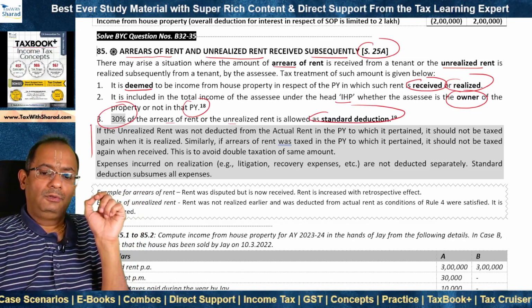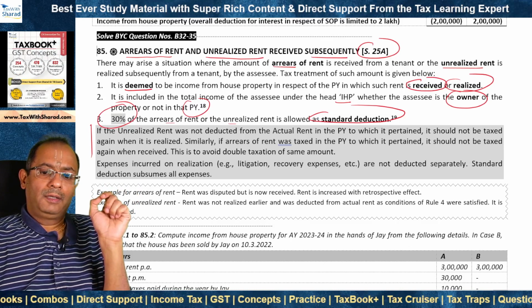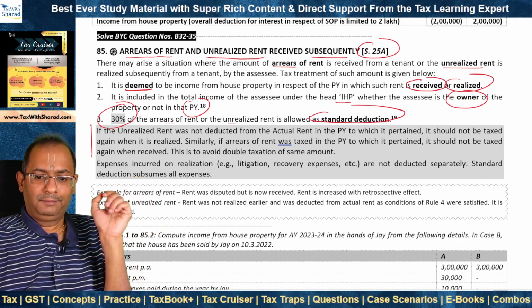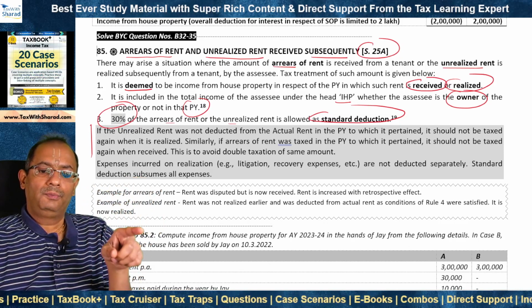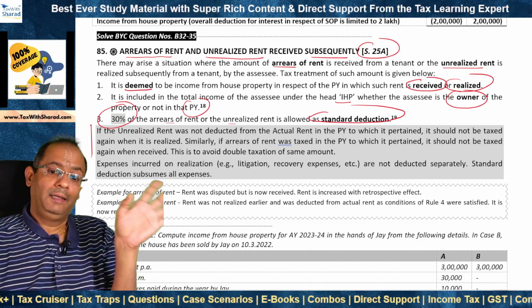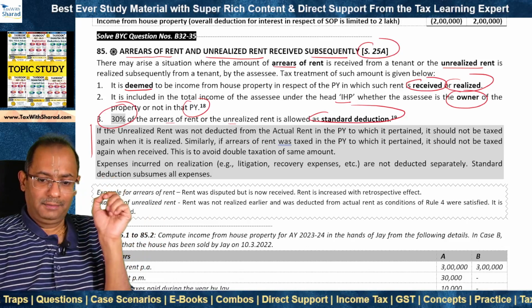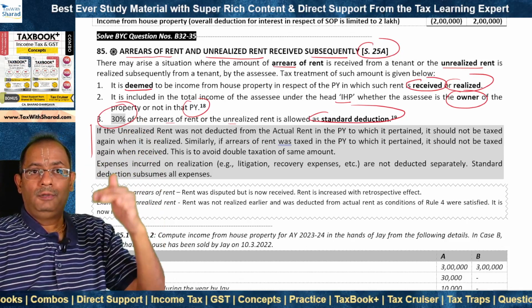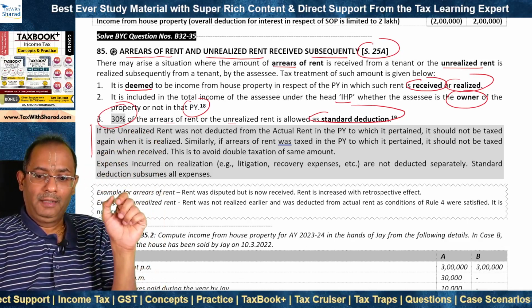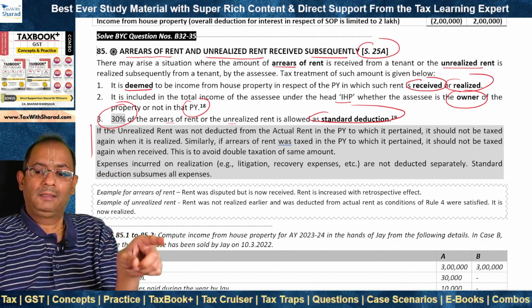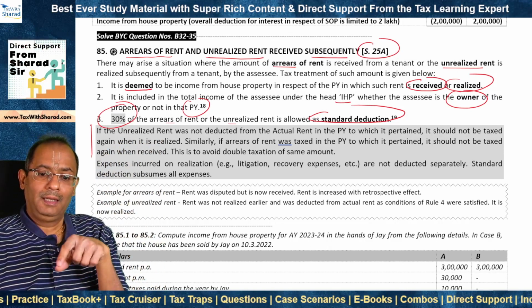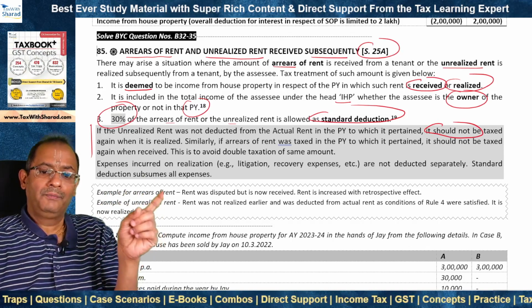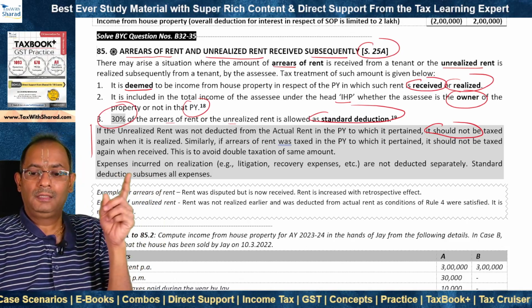Now double taxation needs to be avoided, right? For example, if the conditions of Rule 4 were not fulfilled, and therefore the assessee was not able to claim deduction of unrealized rent from the actual rent, then now the unrealized rent is realized, right? Because deduction was not allowed then, the assessee was not able to take the benefit of unrealized rent at that point of time. Now it will not be justified to tax that amount again in the year in which it is realized, right? So it should not be taxed under section 25A if unrealized rent was not deducted from the actual rent in the previous year to which it pertained.